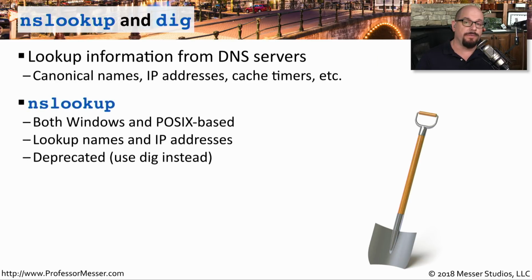nslookup is the utility you'll find in Windows, Mac OS X, Linux, and almost any other operating system. It can look up names and IP addresses from a DNS server, and although it's available on many different operating systems, the use of nslookup is now deprecated, and it's preferable that you use the dig utility instead.